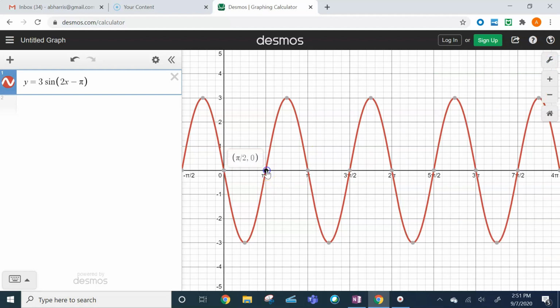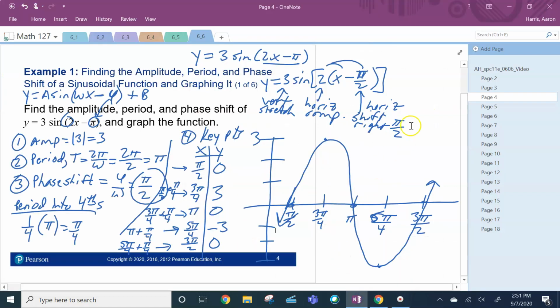So notice pi halves 0, first point. 3 pi fourths 3. Pi 0. 5 pi fourths negative 3. 3 pi halves 0. Right? We've shown the one cycle there, and of course it just repeats that cycle. Okay.